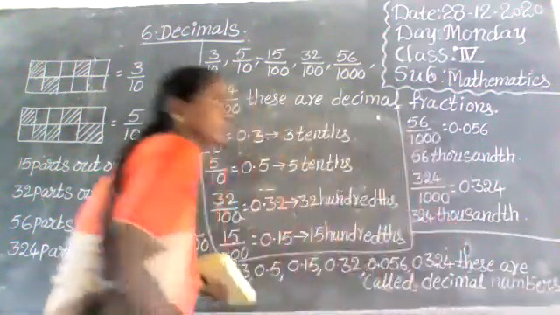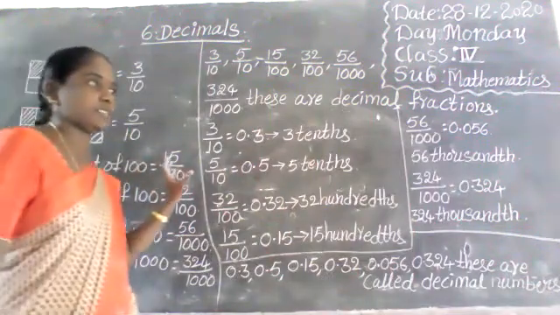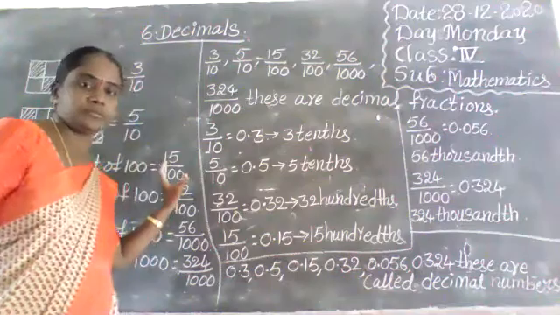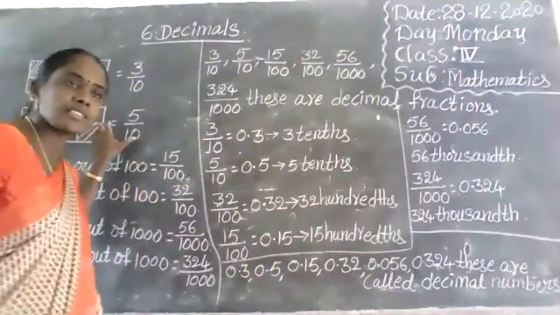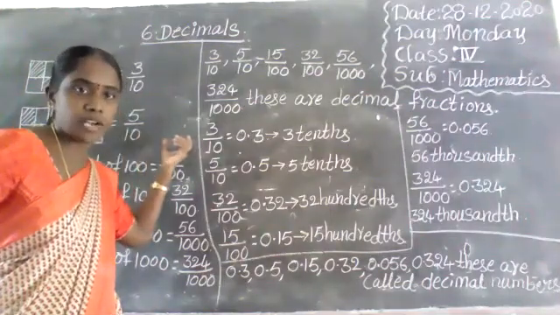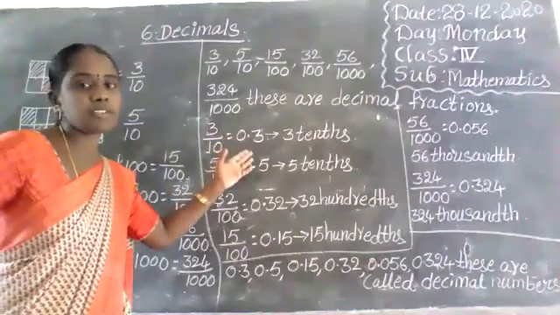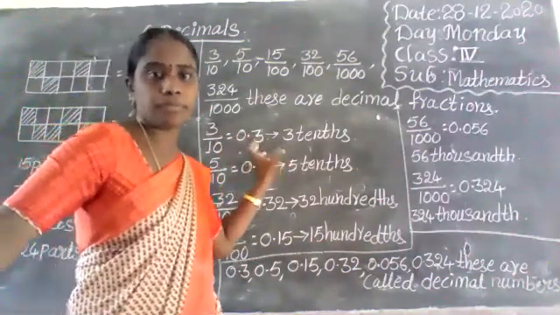Don't ask, write down. Don't disturb the others first. Mahichan. Okay, good. First, how to write fraction form, what the fractions are called decimal fractions, and from decimal fractions we have to write decimal numbers. Okay, write down. Amma.